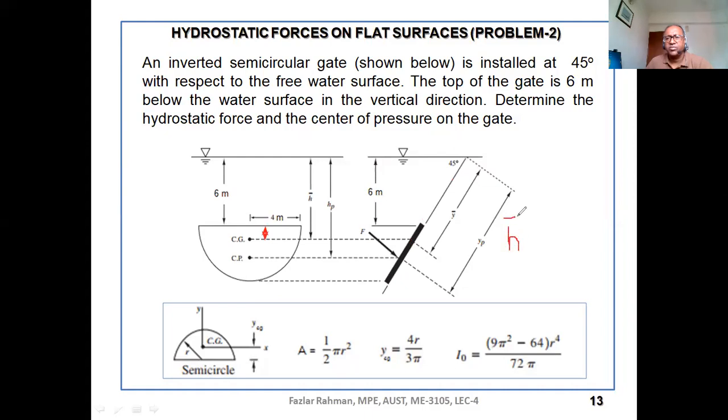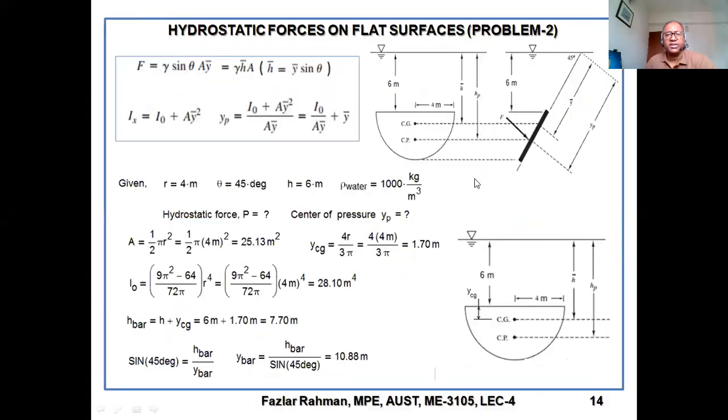H bar will be this 6 plus this distance. If distance is y1, then this will be 6 meter plus y1. Then you apply sine cos, you can figure out this y bar. Okay. So let's see if we can solve it easily.